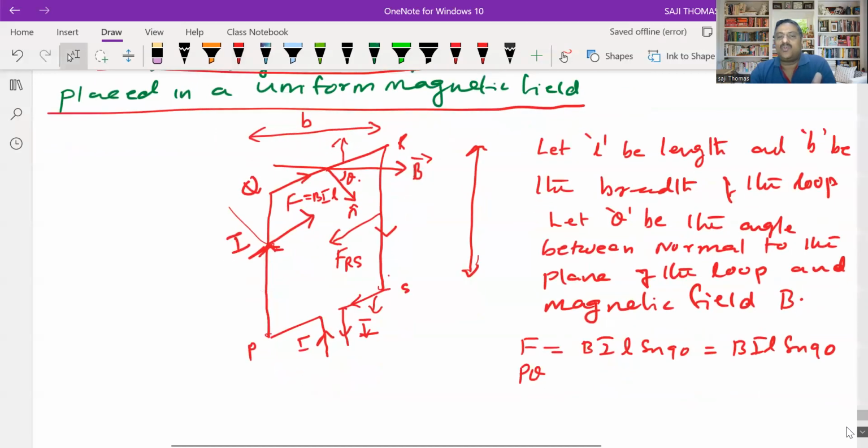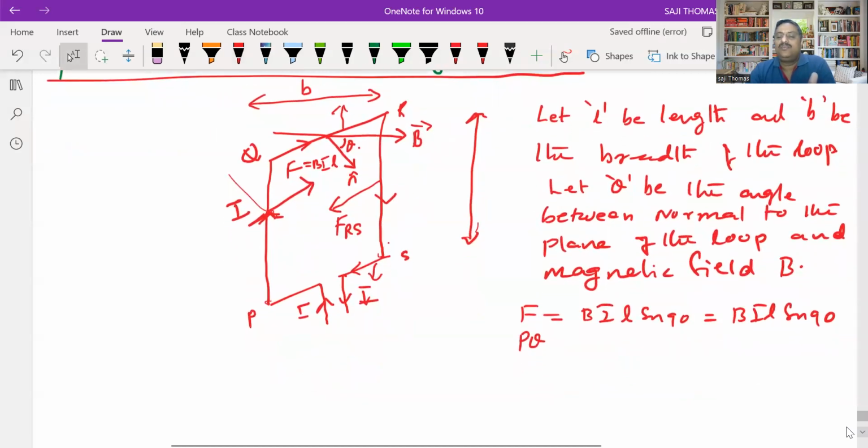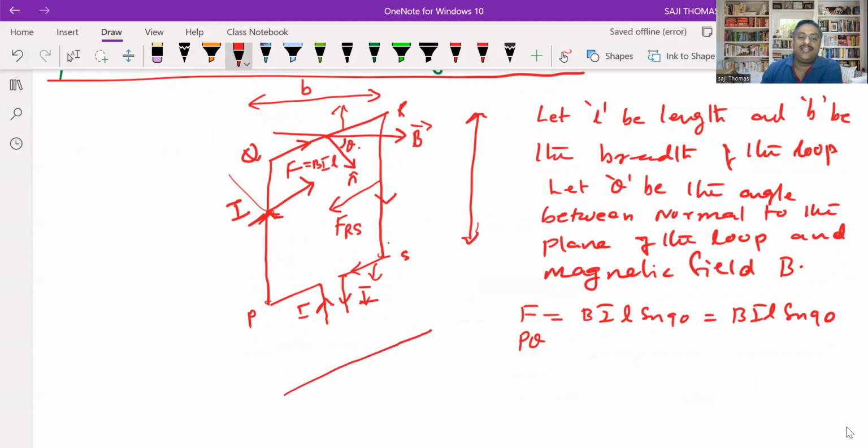Now you can find out the torque. What is the equation for torque? Force into perpendicular distance between the forces. For that, I am just drawing the side QR of the loop. See the top side QR. And magnetic field was in this way, and normal to the plane of the coil will be this way. This angle was theta.